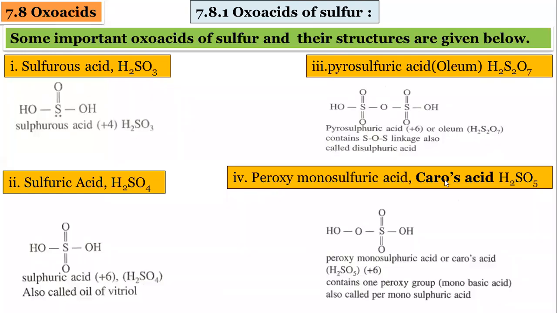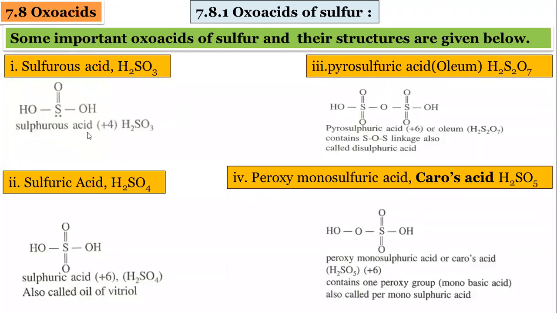So many times this Caro's acid, remember this name. This name is not given in your textbook. So I will discuss from sulfurous acid. It is H2SO3. Sulfurous is H2SO3 and sulfuric is H2SO4, remember. So these two acids are many times asked for the board exam. Draw the structure of H2SO3, draw the structure of H2SO4.